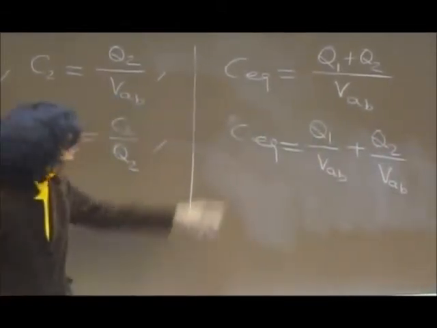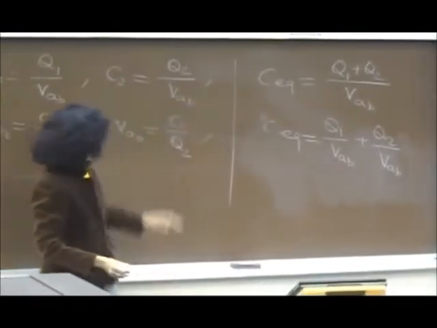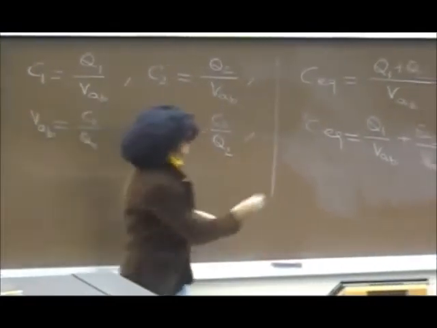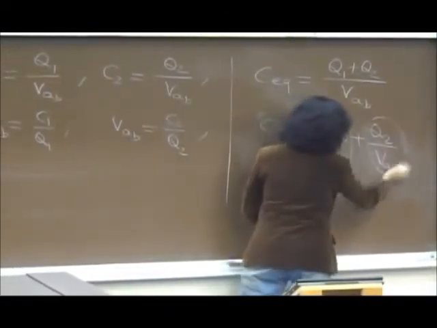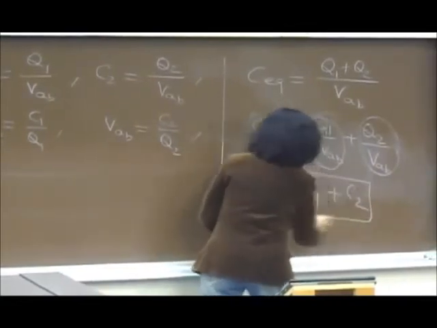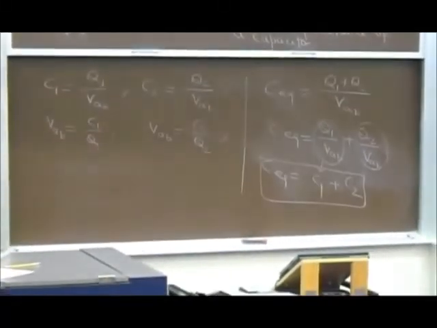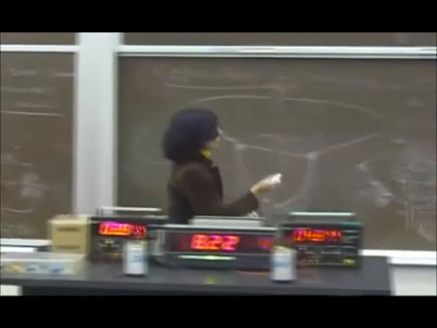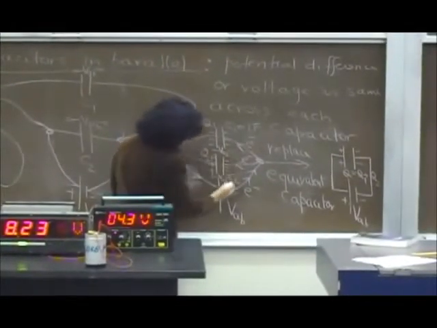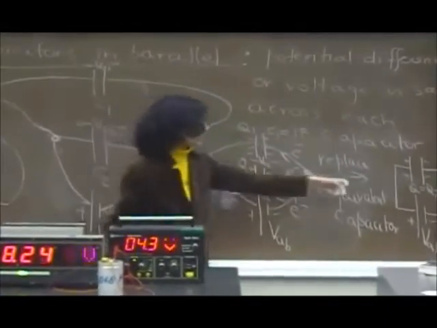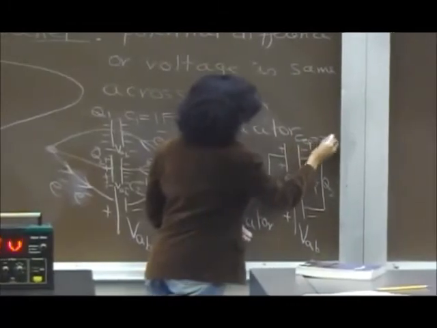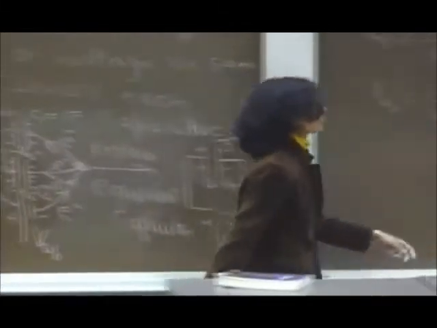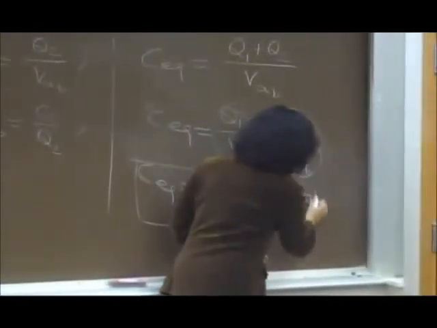So in fact the easiest thing is just look at this. What is Q1 over VAB? Is that C1? Yeah. So this is just nothing but C1, and this is nothing but C2. So what we find is that C equivalent is equal to C1 plus C2. This is what we wanted to find. So in this case, if suppose this is 1 farad and this is 1 farad also, what would be the equivalent? What would be the C equivalent, folks? Should it be 2 farads? Yeah, so this is for capacitors in parallel.